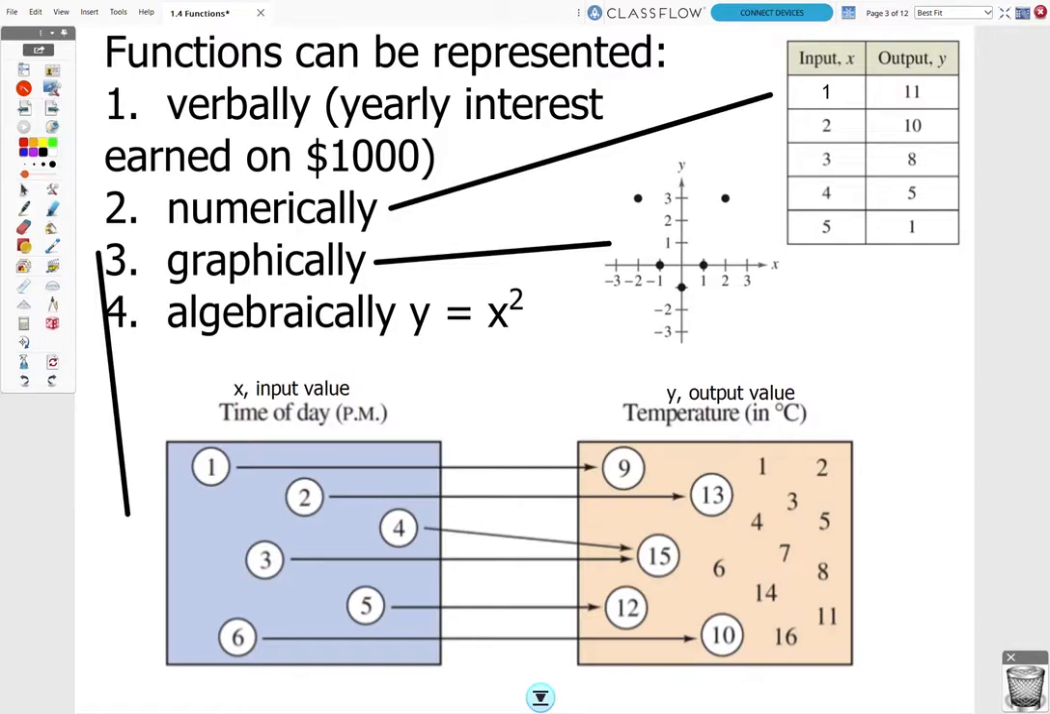Graphically, whether it's a standard graph that we're used to with points that have been plotted, or something like this thing down here, this box with arrows and numbers and so on, time of day in the PM, the temperature in Celsius as a result. That means in this case at 1 p.m. the temperature was 9 degrees Celsius.